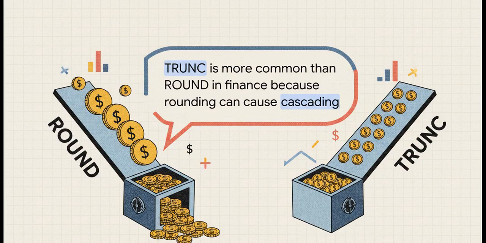And here's why that matters so much. In finance, if you round millions of tiny transactions, you can actually create or lose money over time because of these tiny compounding errors. Truncating is often the way to go because it's predictable, it's consistent, and it prevents those kinds of cascading mistakes in huge calculations.